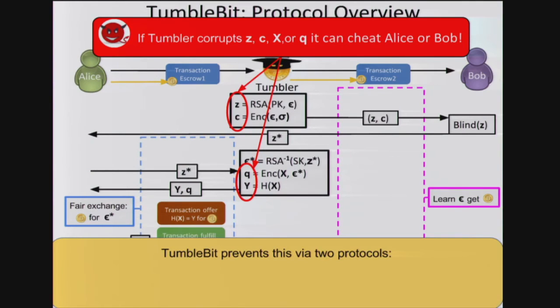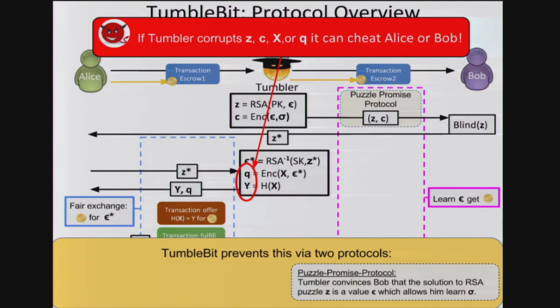So the way that we solve this is we have two protocols. One is called the Puzzle Promise Protocol, and this protocol allows the Tumbler to convince Bob that the solution to the RSA puzzle is a value epsilon, which allows him to learn a valid signature on his transaction.